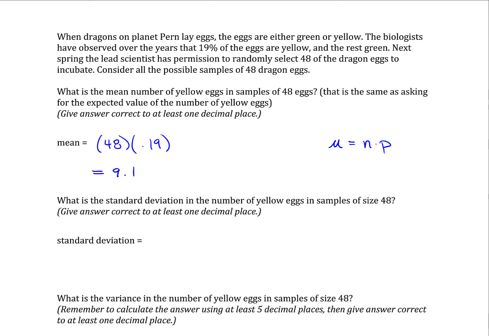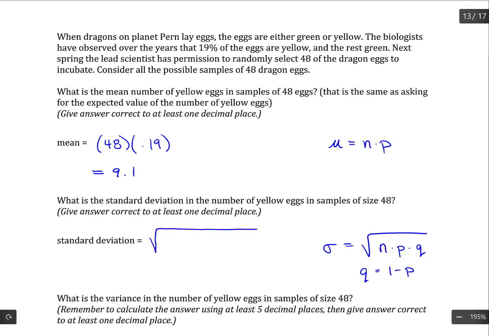What is the standard deviation in the number of yellow eggs in samples of size 48? Give your answer correct to at least one decimal place. Well, the standard deviation of a binomial distribution is the square root of n times p times q, where q is the complement of p, so just 1 minus p.